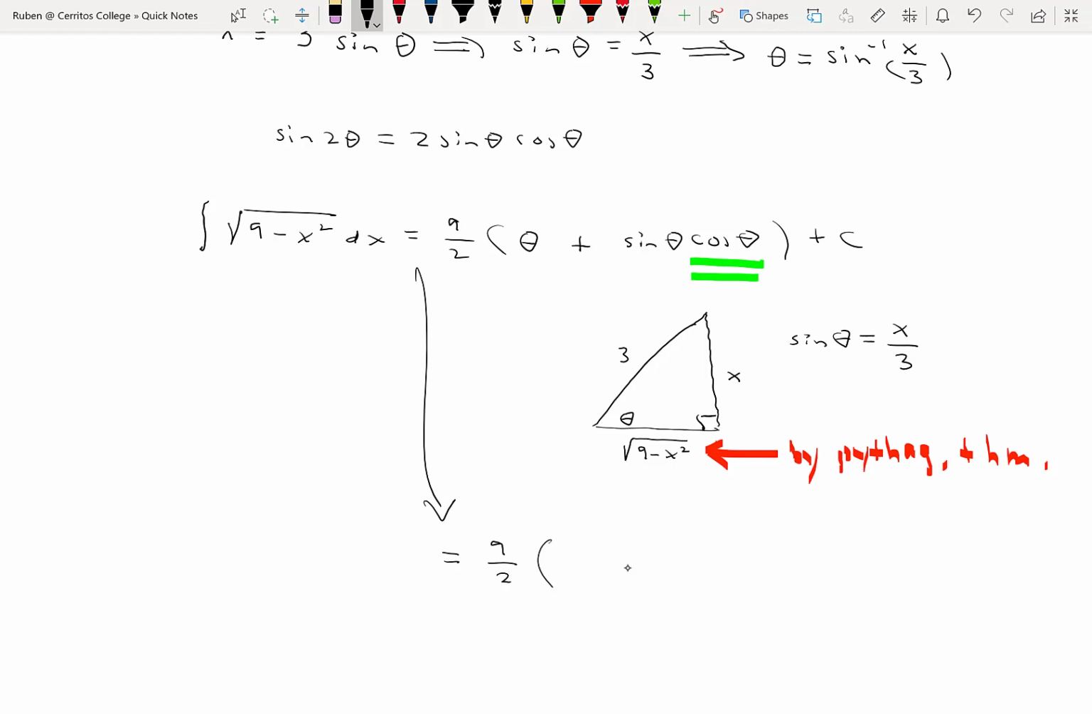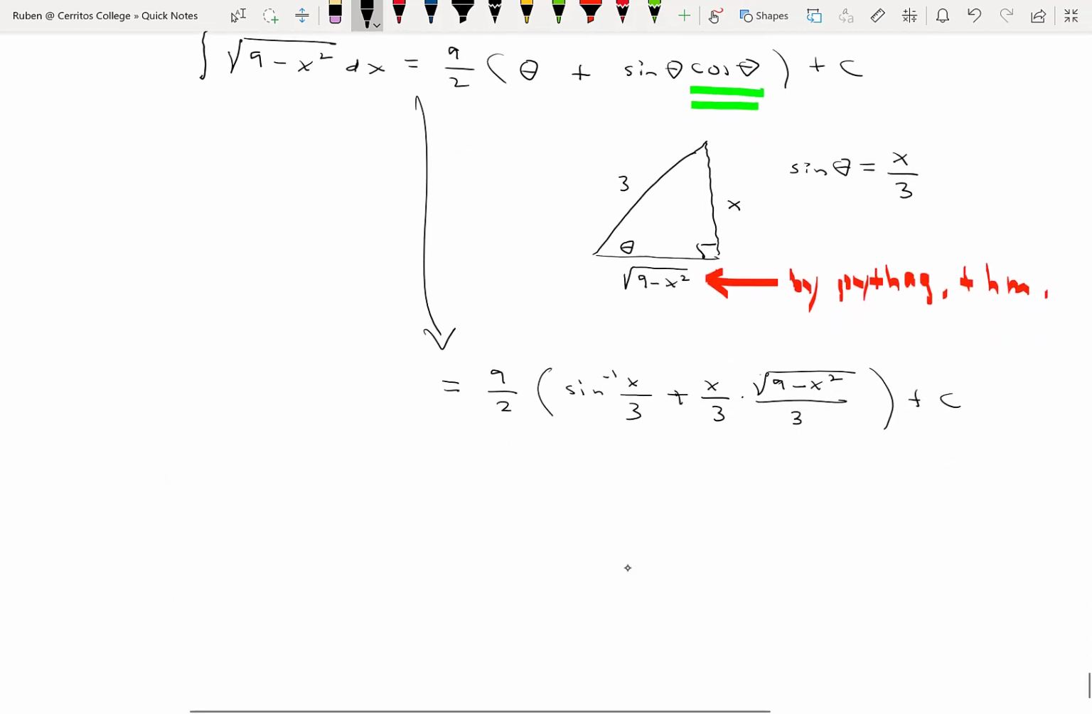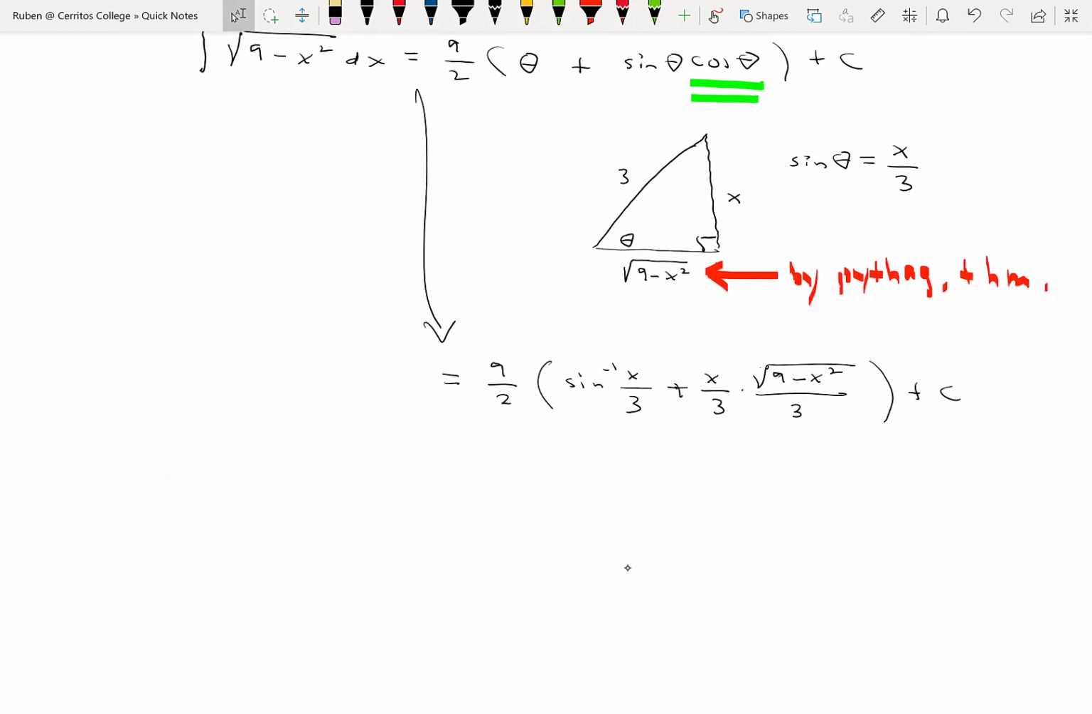Theta was the inverse sine of x over 3. The sine of theta was x over 3. That's our substitution. So plus x over 3. The cosine of theta, look at our triangle, is adjacent over hypotenuse, plus a constant. Okay. This is the main point of the problem. I want to finish the problem so that we have an answer, but this is the main point here.